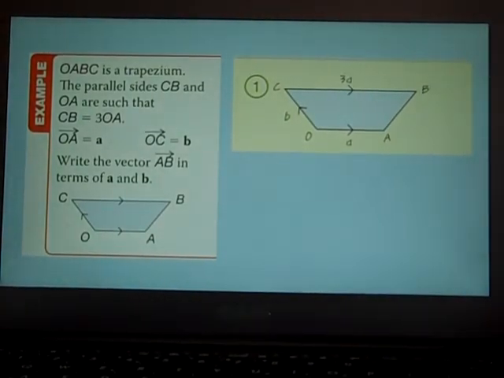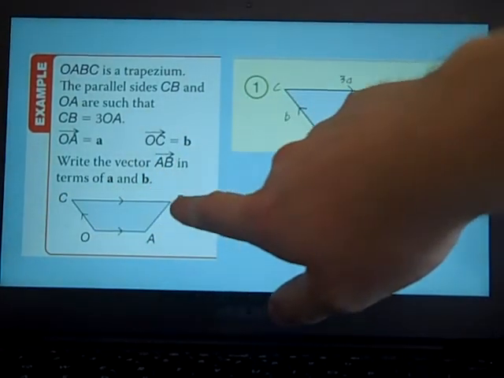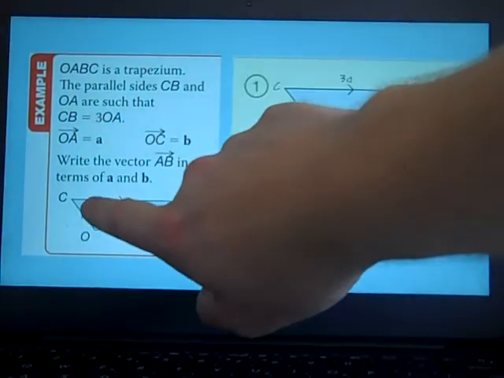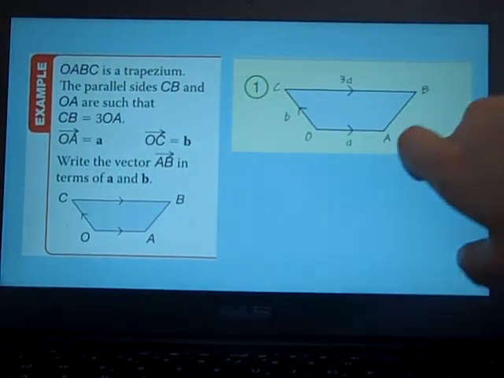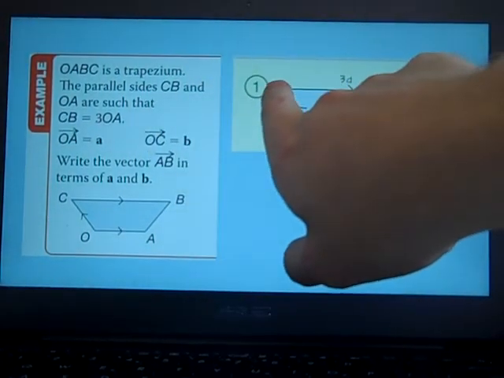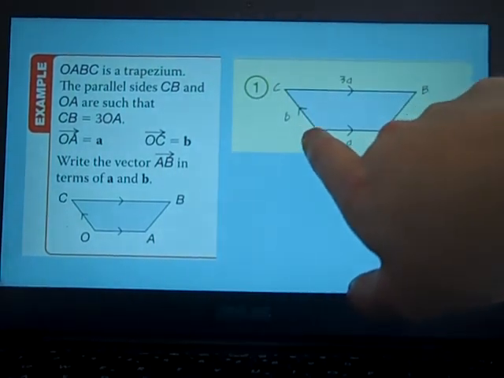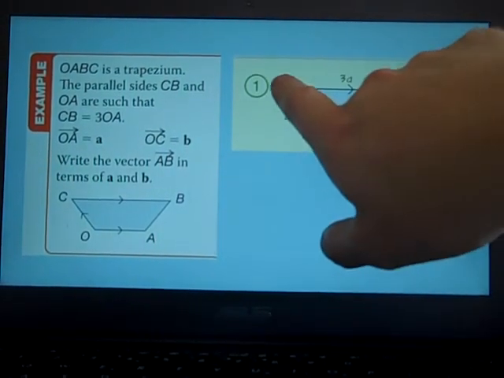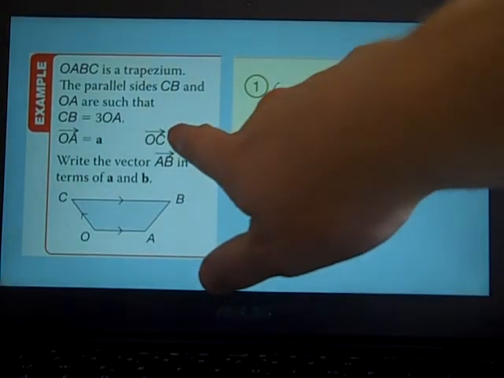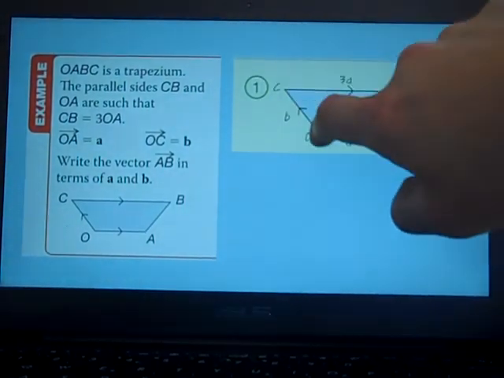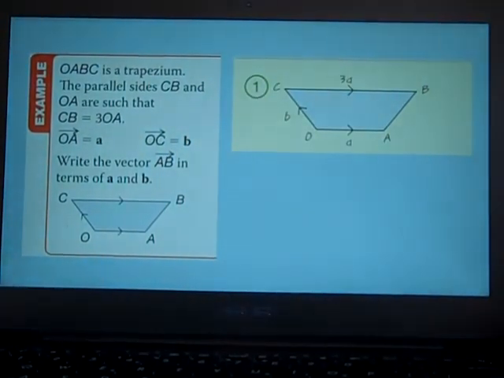Okay, so coming back in, an example now from a trapezium. OABC is a trapezium. The parallel sides C to B and O to A are such that C to B is 3 lots of O to A. So in this picture here, can you see that C to B is 3 lots of O to A. So O to A is a, C to B is 3a, because a times 3 is 3a. O to C is b, so this vector is b just there.